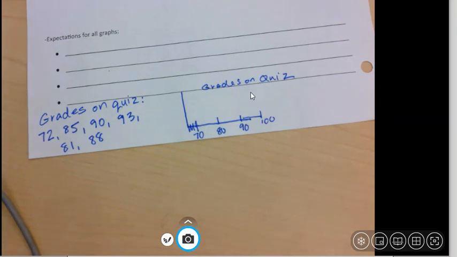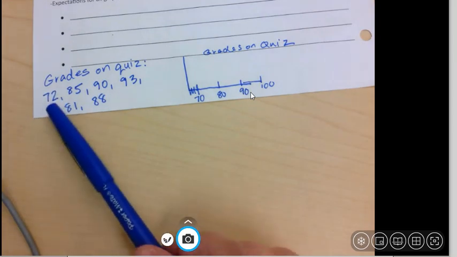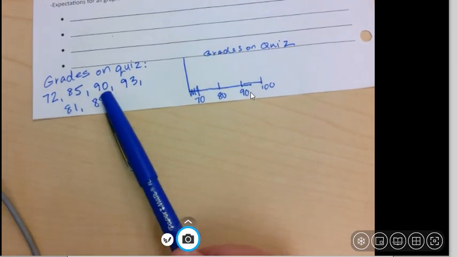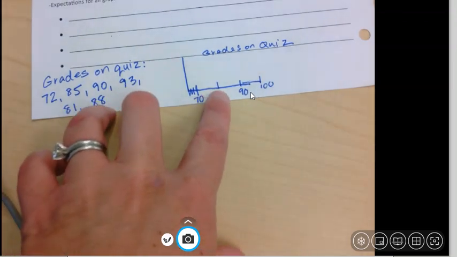All right, on the bottom, we're going to make a histogram for these quiz grades. So write down what the data are. You have 72, 85, 90, 93, 81, and 88. For a histogram, you need to decide what your bins are going to be. Those are how far apart you're going to put your marks on the x-axis. I decided to go by 10s because you've got C's, and then you've got B's, and then you've got A's.